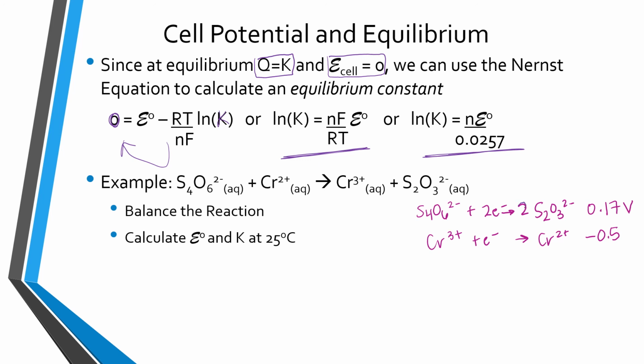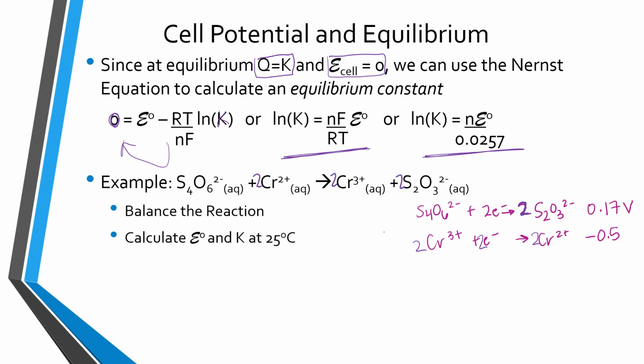So that's why I have this 2 right here. That gives me 2 sulfurs on both, or 4 sulfurs on both sides and 6 oxygens on both sides. On the bottom, we have 1 chromium and 1 chromium, but we got to multiply the bottom through by 2 so that our electrons will cancel. So that gives us 2, 2, and 2 up here.